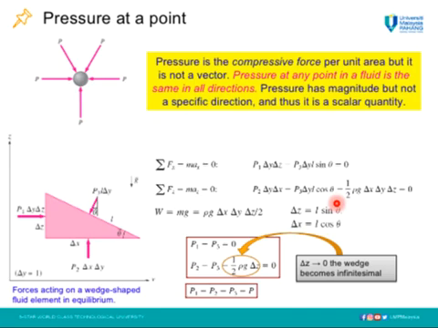Substituting these geometric relations and dividing by delta y and delta z, we will get this equation. The last term will drop out as delta z goes to 0 and the wedge becomes infinitesimal, and thus the fluid element shrinks to a point. Then combining the results of these two relations gives P1 equals P2 equals P3. So we can conclude that the pressure at a point in a fluid has the same magnitude in all directions.